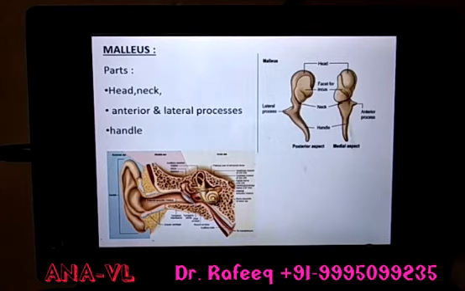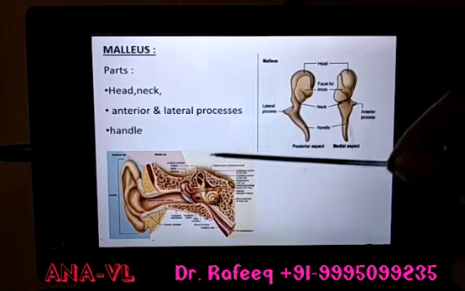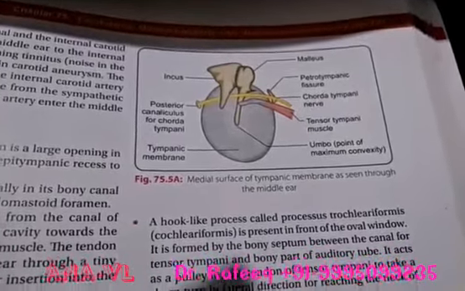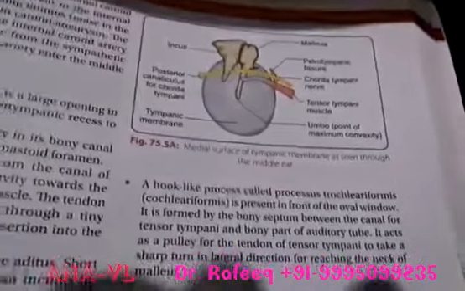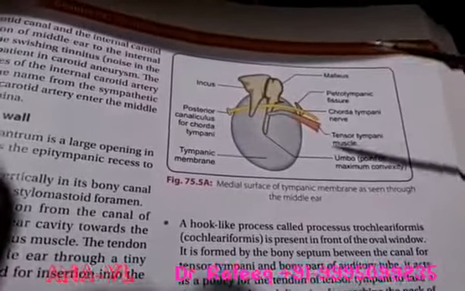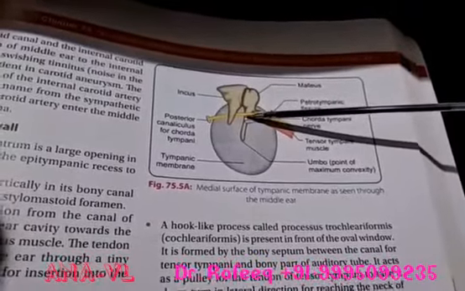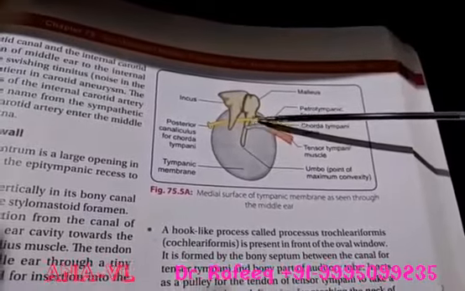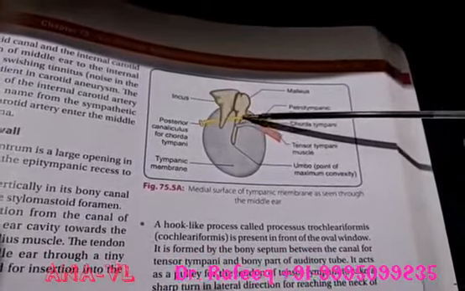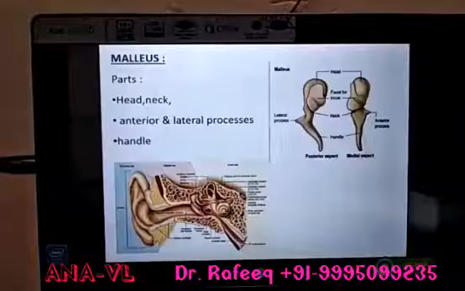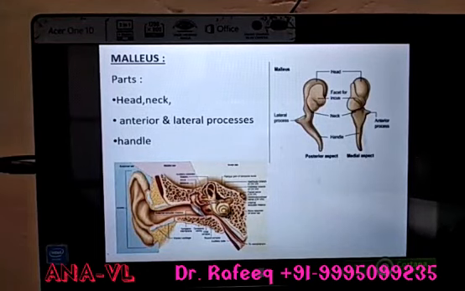Next is the neck. The neck is a constricted portion below the head, and the importance of the neck is related to a nerve called the chorda tympani nerve. This is the diagram to show you how exactly the neck of the malleus is related to the chorda tympani nerve. Here you can see in this picture, this is the malleus, this is the incus. This small constricted portion is called the neck of the malleus. And this neck is related to a nerve called the chorda tympani nerve, that is coming from the facial nerve.